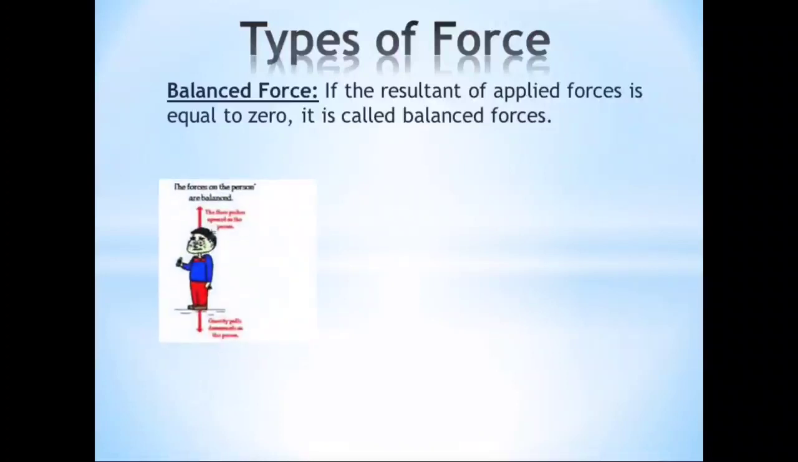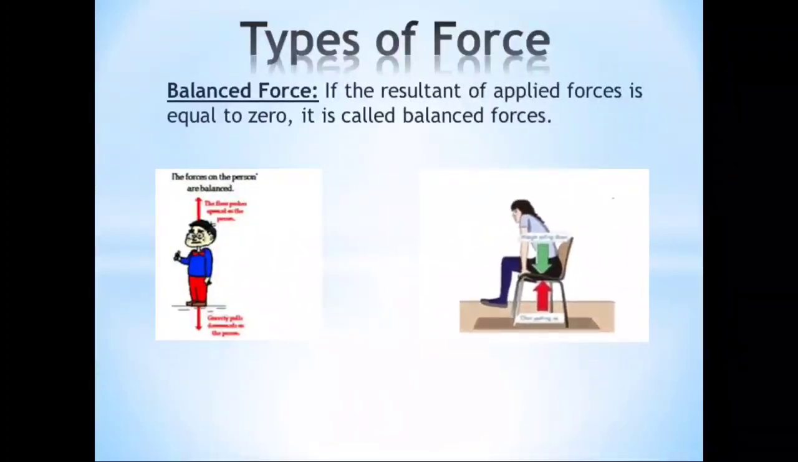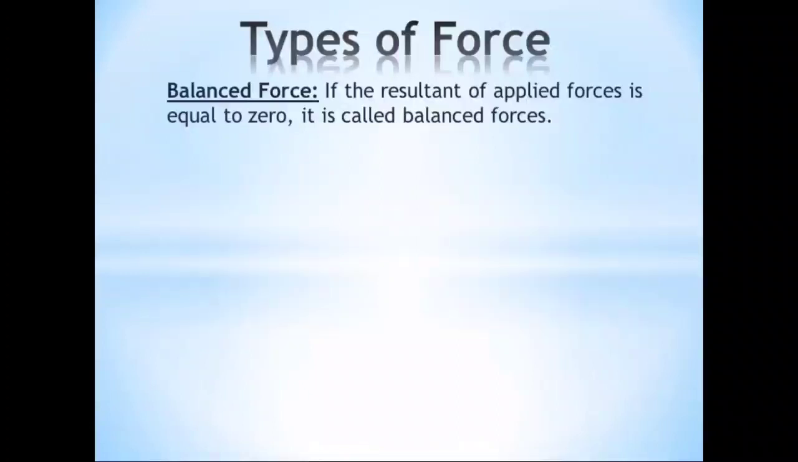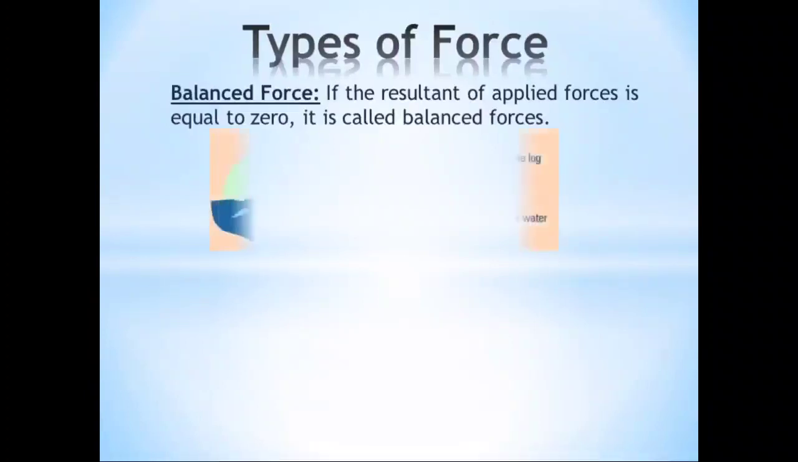For example, when you are standing on the floor or you are sitting on a chair, the weight of your body acts in downward direction and the reaction of the surface acts in upward direction. That is, the reaction of earth acts in upward direction. They both are equal and opposite and they both cancel each other. So it is an example of balanced force.